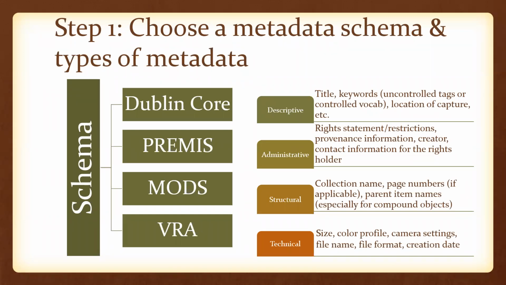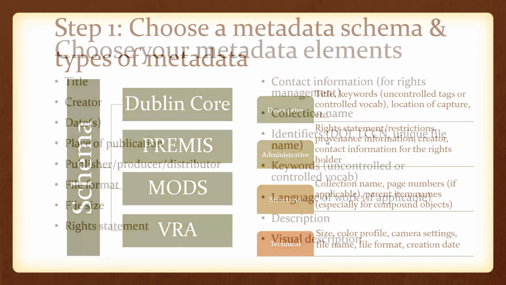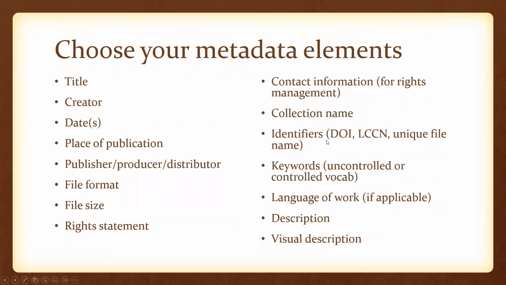So after choosing your flavor or theme that you want your metadata to fit within of the schema, you want to choose what type of metadata you want to include between descriptive, administrative, structural, and technical. And then after choosing the kinds of things you need to represent in your metadata, you're going to want to choose your metadata elements or fields.